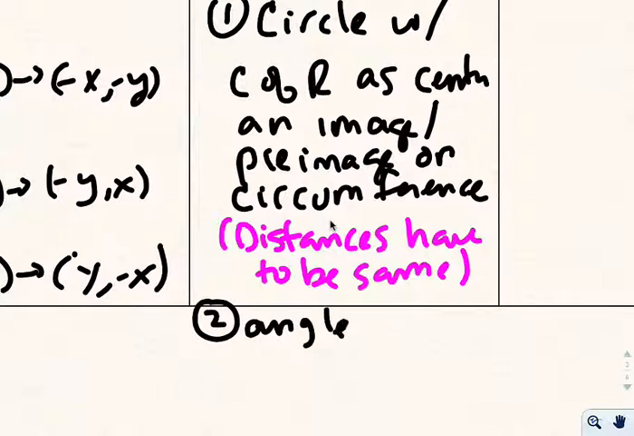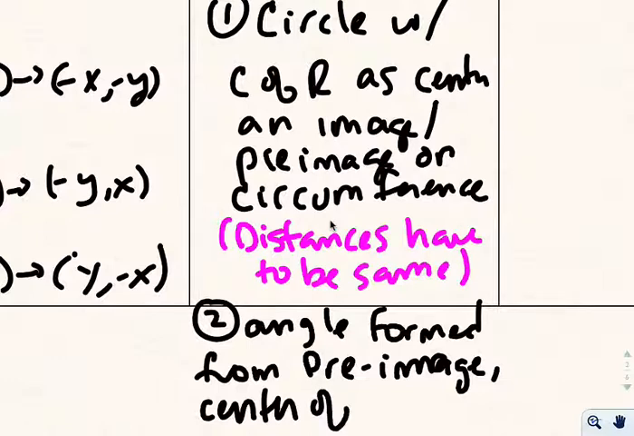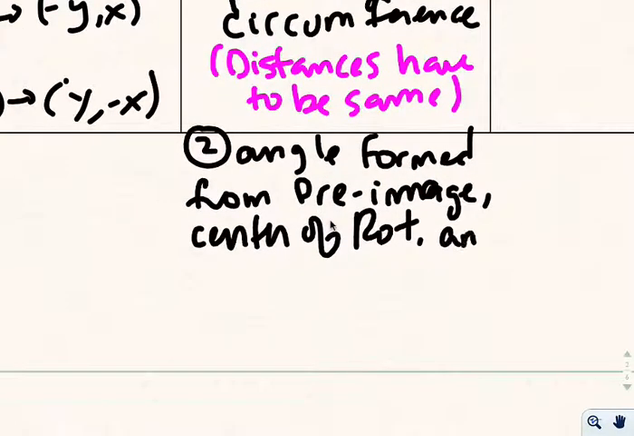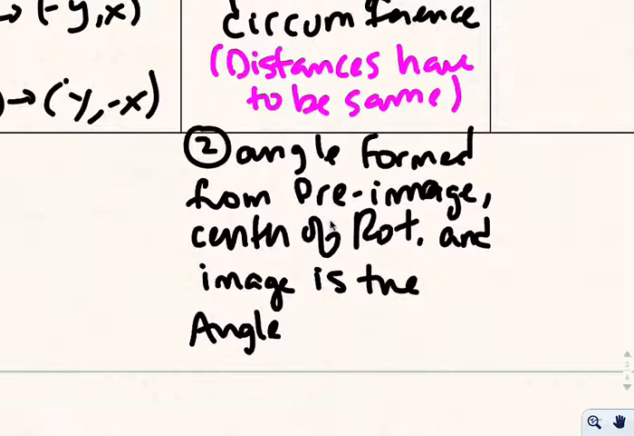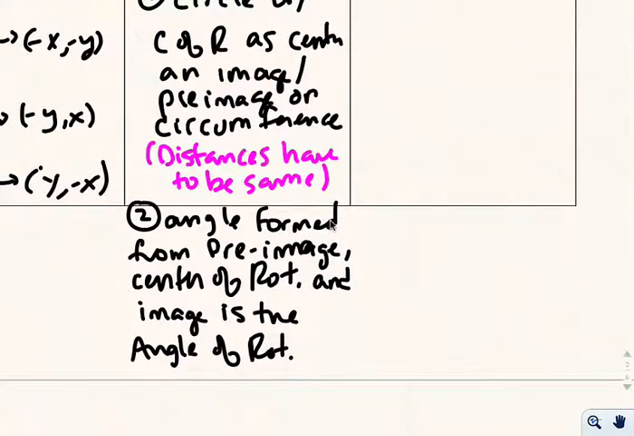So the angle formed from pre-image, center of rotation, and image is the angle of rotation. Okay, and that's just to make sure the points have actually moved the appropriate amount.